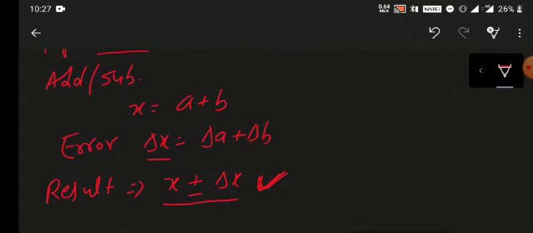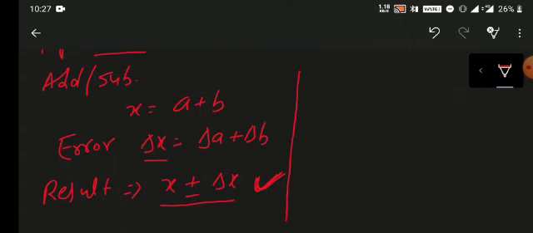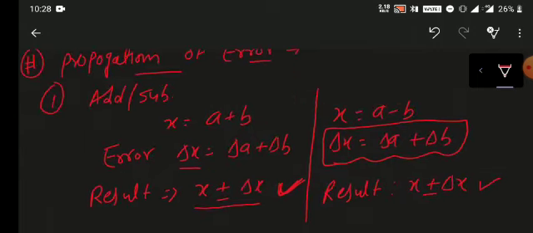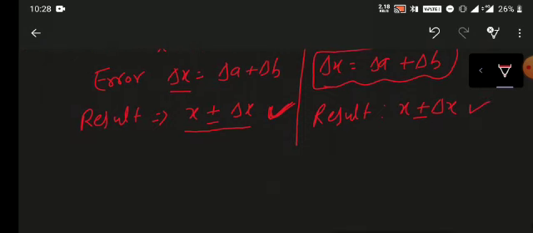Now this is for addition. Now let's talk about subtraction, x equal to a minus b. So the error should be delta a plus delta b, because I said the error will always be in addition form. So what is the result? The result would be x plus minus delta x. This is your answer. Now the third one, this was your second one, subtraction.